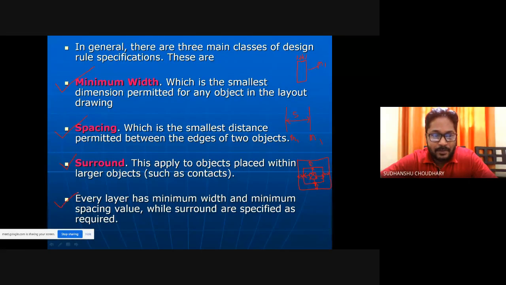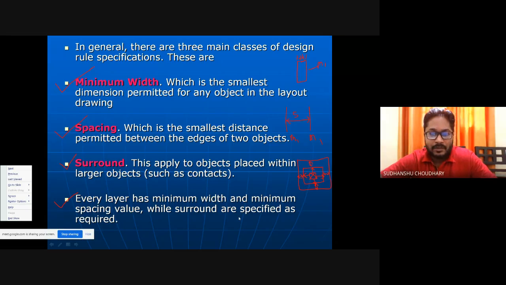Then every layer, okay, last rule: every layer has minimum width and minimum spacing value, while surround values are specified as required. So that means every layer, this is a summary of all these three, should have minimum width and minimum spacing value, while also following some rules for minimum surround spacing values. Okay, so what are these? We'll understand very soon, when we draw the layout and cover these layout design rules.